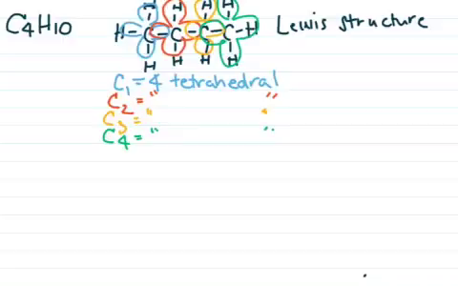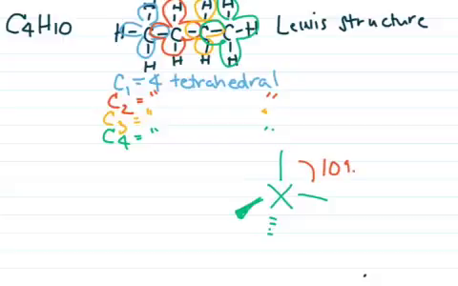So remember, tetrahedral is going to have 2 lines, a solid wedge, and a broken wedge, and everything needs to be at a 109.5 degree angle. So let's draw this VSEPR out.